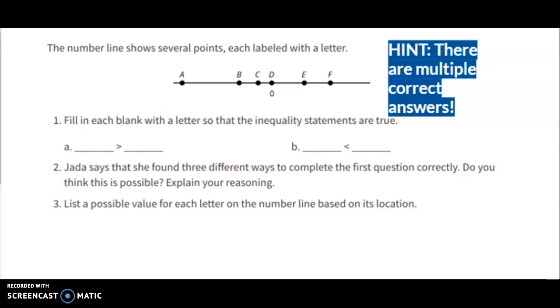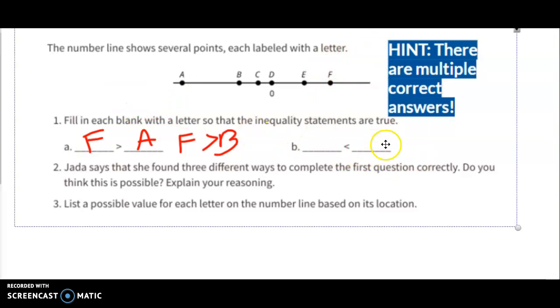Okay, so if you want to fill in the blanks, this first one, we have a number that is greater than another. I mean a letter, because there are no numbers here. So let's fill in letters like F. F is greater than A. F is greater than B. F is greater than C and D. F is the greatest one on this because it's the most to the right.